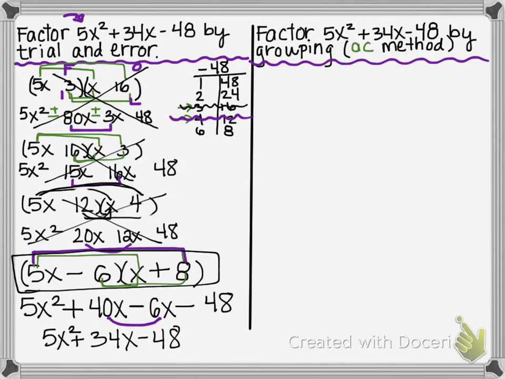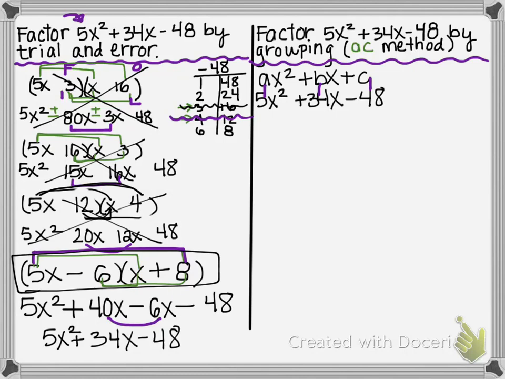Now let's take a look at this factor by grouping, which is also called the AC method. The reason why it's called the AC method is because if you think of ax squared plus bx plus c, the numbers in the A spot and the C spot are the numbers that you use to start this method. So we have 5x squared plus 34x minus 48. So our A is 5, our B is 34, and our C is negative 48.